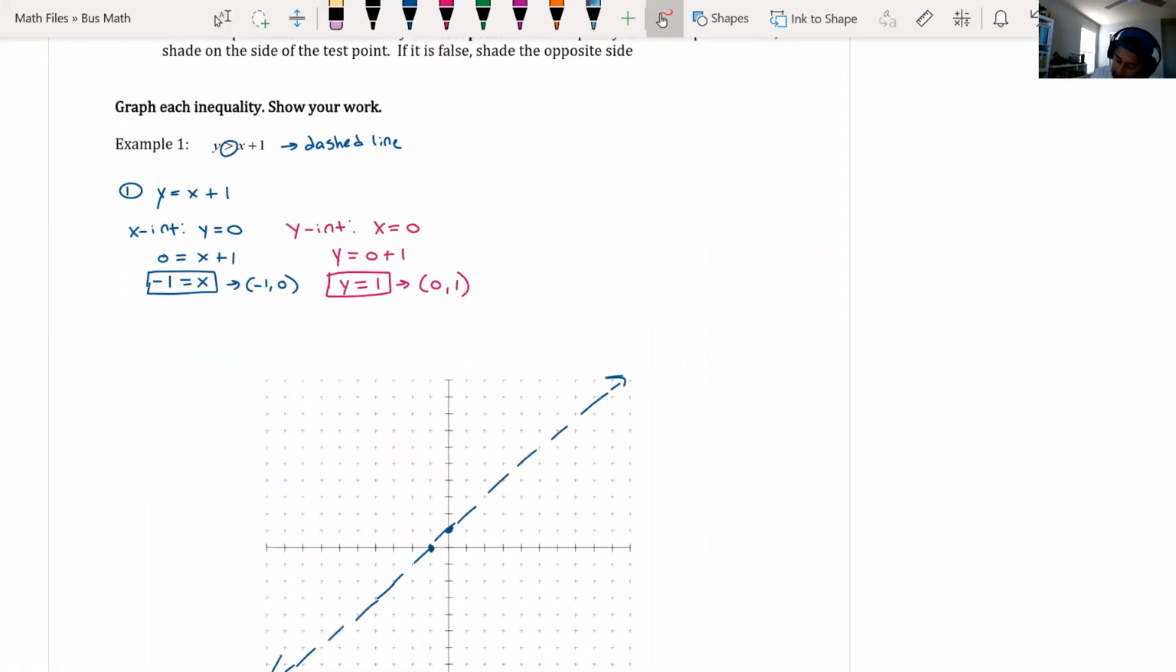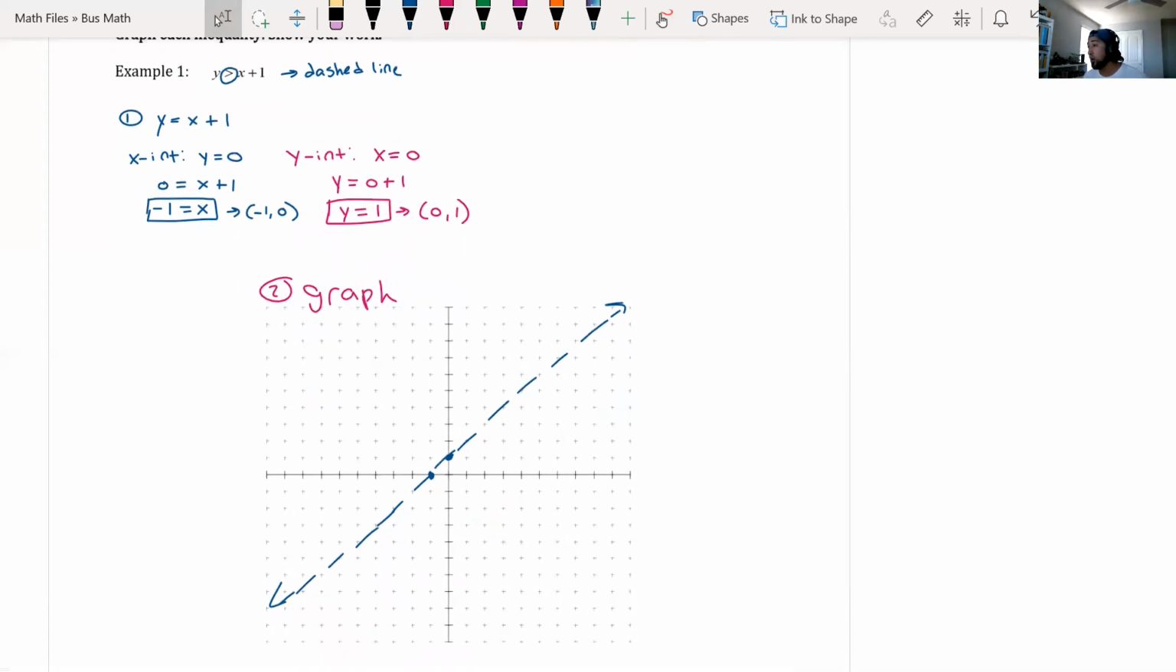So step 2 was to graph. And now step 3 is we are going to pick test points. Since this is an inequality, we want to know which side of the graph to shade. So we need to pick test points to see which side of the graph holds true. So step 3, we do test points.